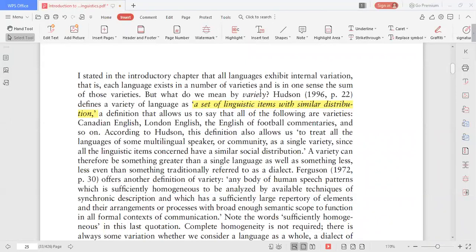Now a variety can be something greater than a single language as well as something less, even less than something traditionally referred to as a dialect. In most cases, a specific variety is sometimes regarded as more important than the particular language. For example, if I ask you a question, just think about it and find your own answer: which language variety out of these four, Canadian English, London English, British English, and American English, is better? So to you, American English, that variety is better than the other three? That is the best.